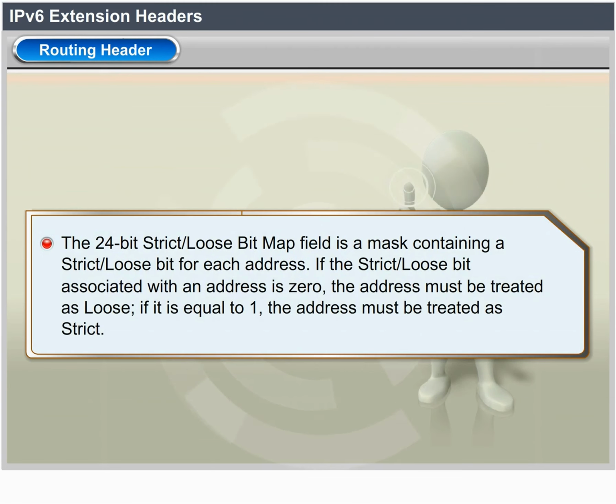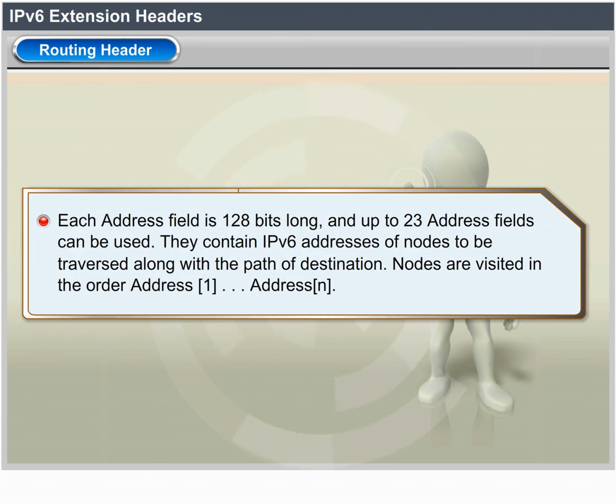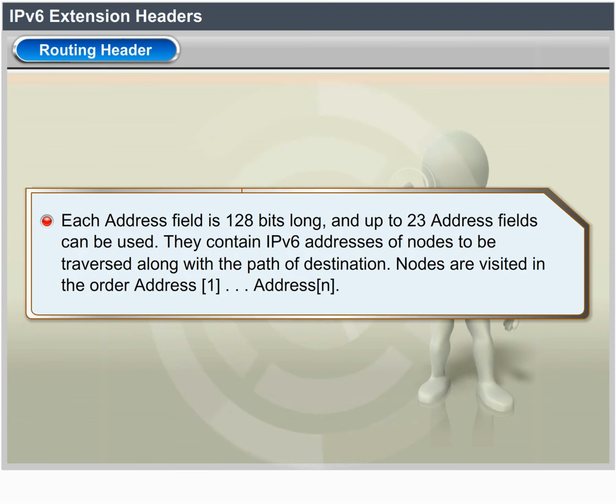The 24-bit strict loose bitmap field is a mask containing a strict loose bit for each address. If the strict loose bit associated with an address is 0, then the address must be treated as loose. If equal to 1, the address must be treated as strict. Each address field is 128 bits long and up to 23 address fields can be used. They contain IPv6 addresses of nodes to be traversed along the path to the destination. Nodes are visited in order, address 1 to address n.